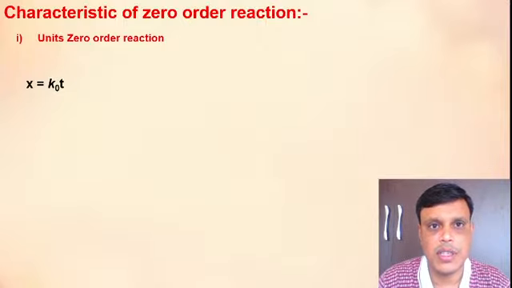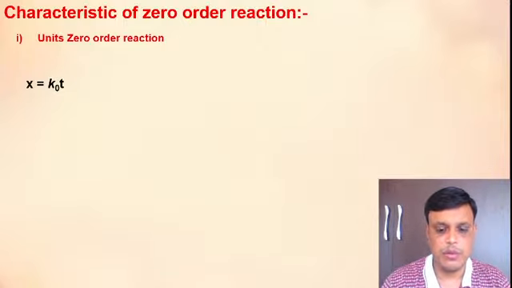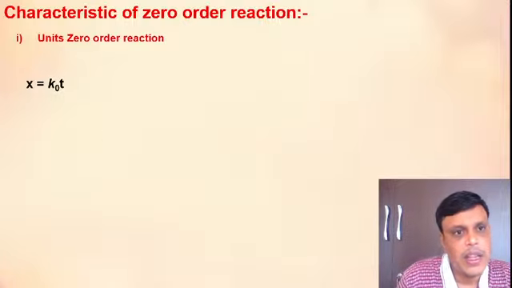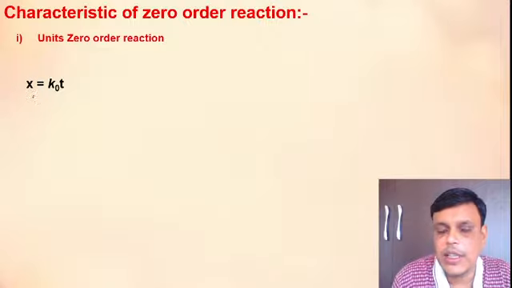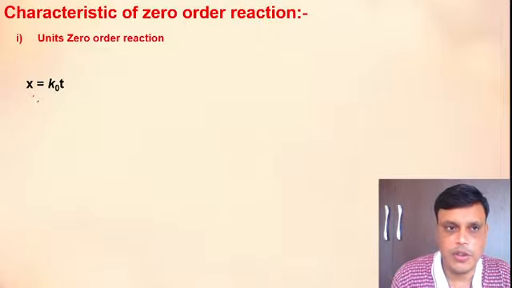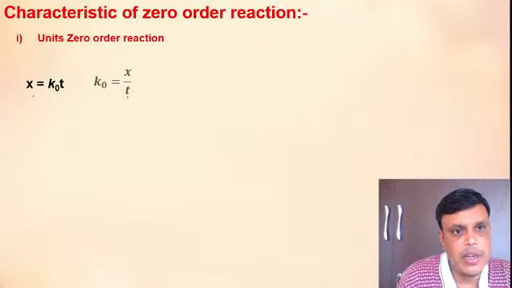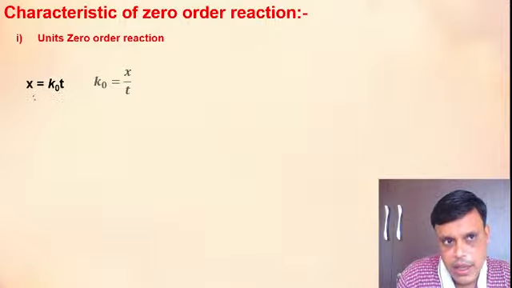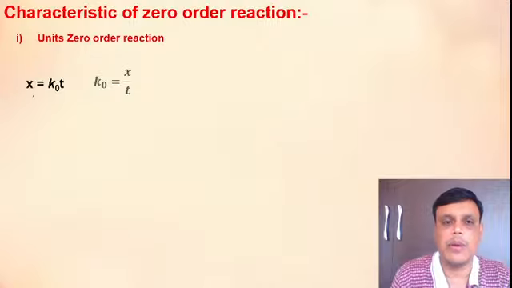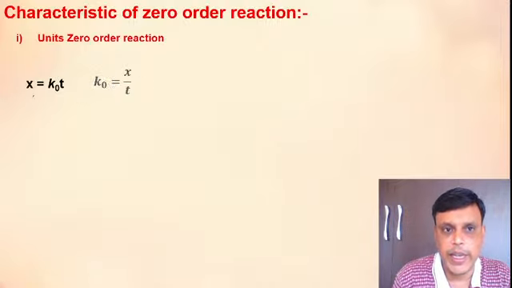What is the first characteristic? Unit of zero order reaction. So we have this equation, x is equal to k0 into t. This is our integrated rate equation for zero order reactions. Then we will rearrange this: k0 is equal to x by t. So what did we do? This t, which was multiplied here, when it goes to the other side, becomes divided. So k0 is equal to x by t.